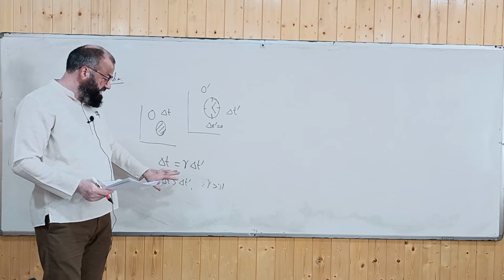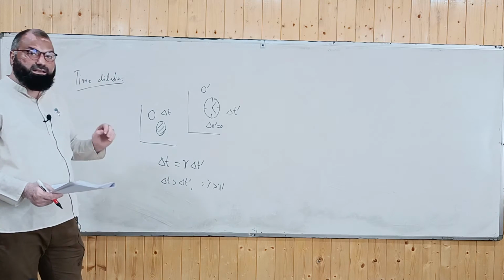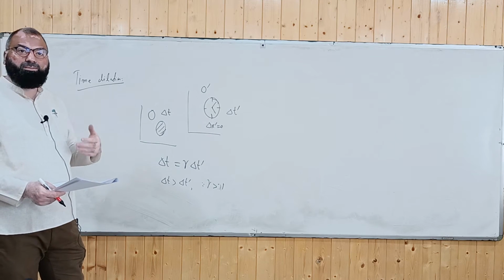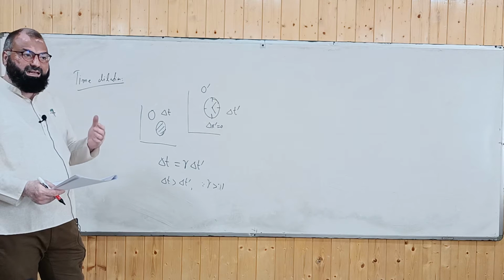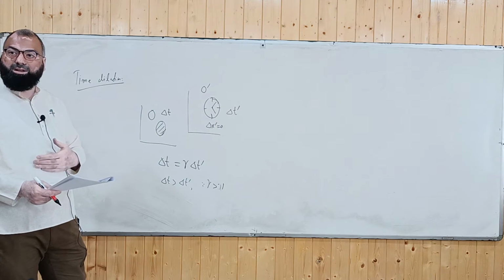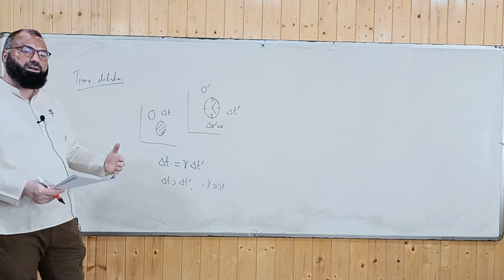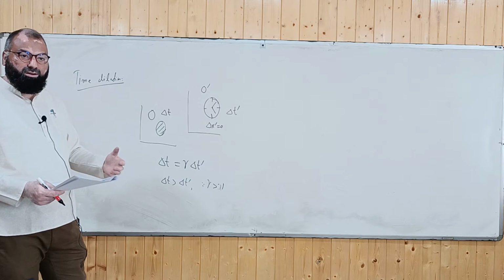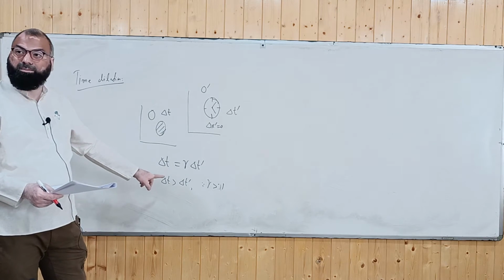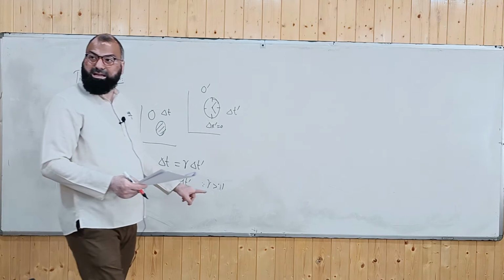So in other words, from this very relation, you see that the moving clock slows down. If you have a clock that's moving with respect to an observer O, let's say with respect to another observer, you will always see this moving clock slowing down. Got it? Is it okay from this very formula? So we call this time dilation.